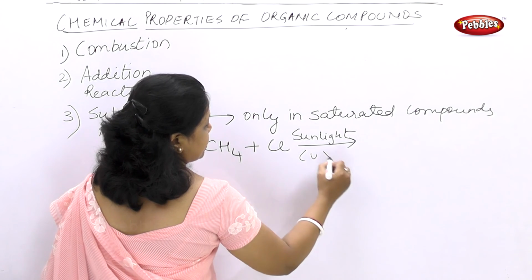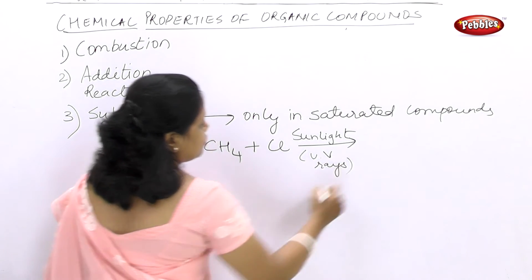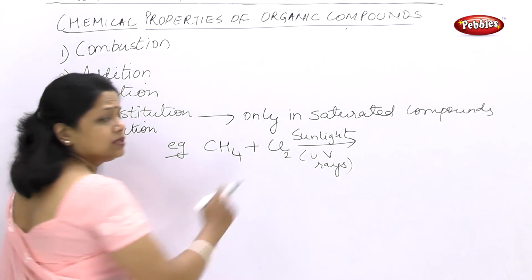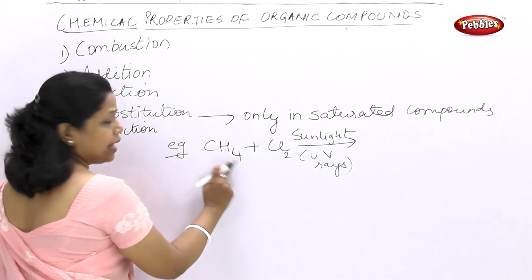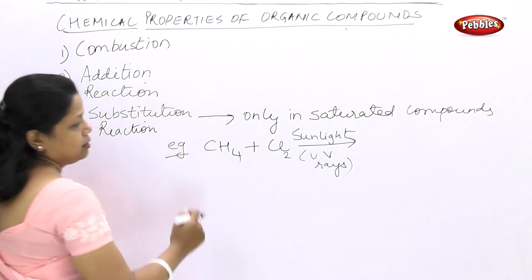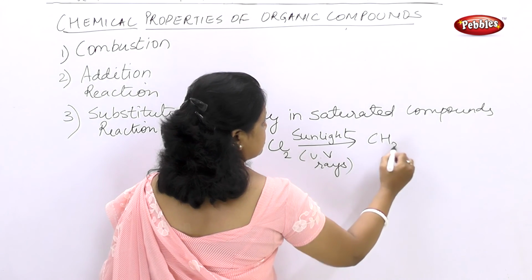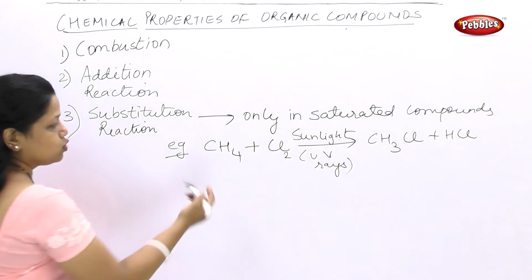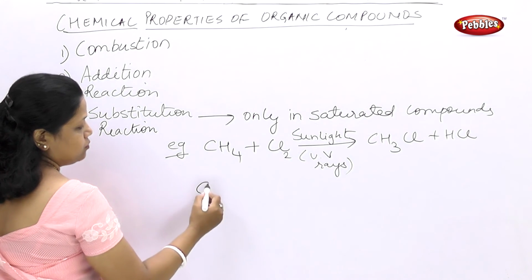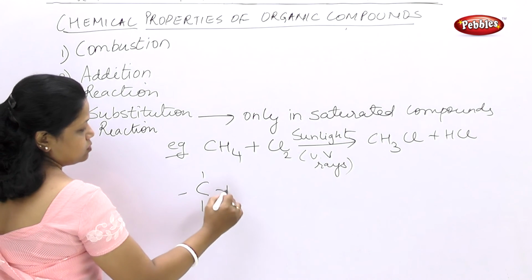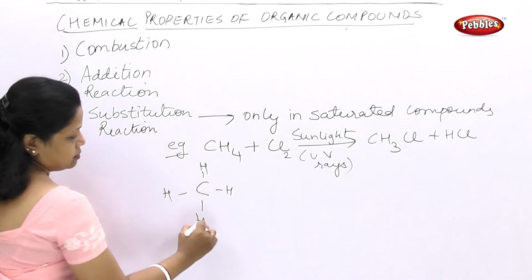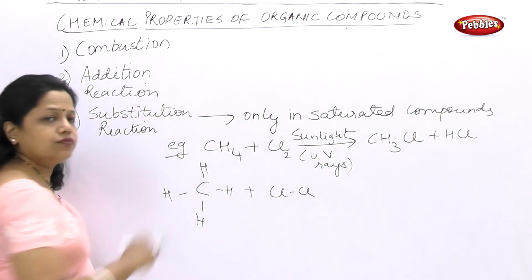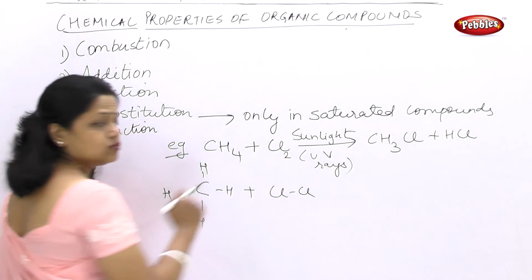UV rays of sunlight actually are required. Now what will replace what? CH4 is methane, Cl2 is chlorine. Here one H is replaced by one Cl. So how will I show? CH3Cl plus HCl. How will I show with the structural formula? I will draw C with 4 H, then I will draw Cl2. That means one molecule of chlorine has two atoms of chlorine.